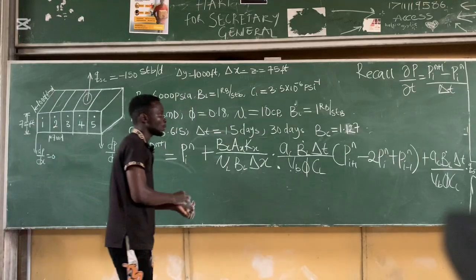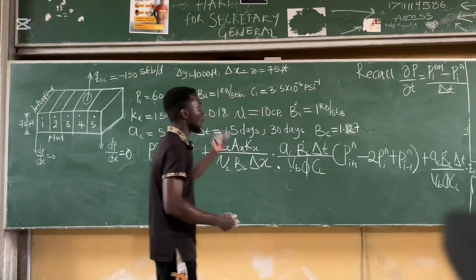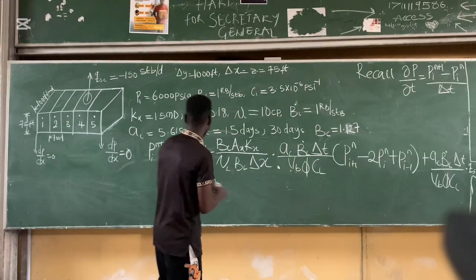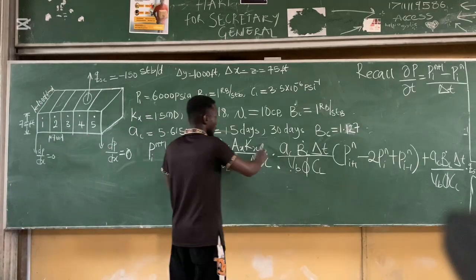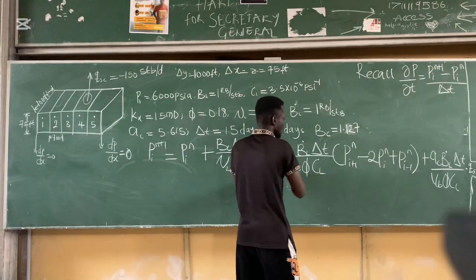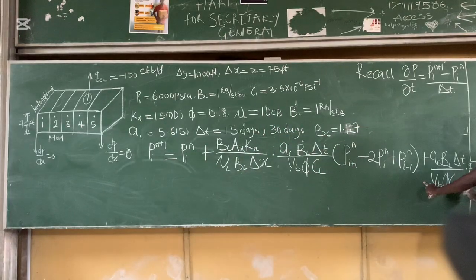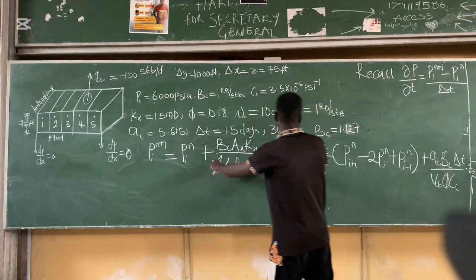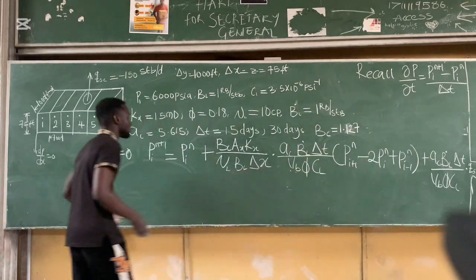Now, since we have this equation already, this equation becomes the general equation that we are going to use to calculate the pressure distribution during the first year. So for us to get the pressure during the first year, first of all, we are going to compute the value of this constant and also the value of this constant. Remember that this constant and these constants are all the same. So we just have to compute the value of this constant.